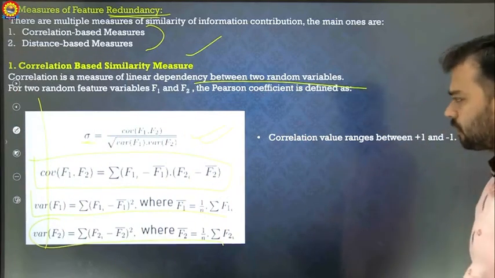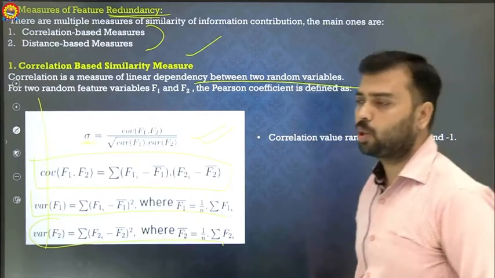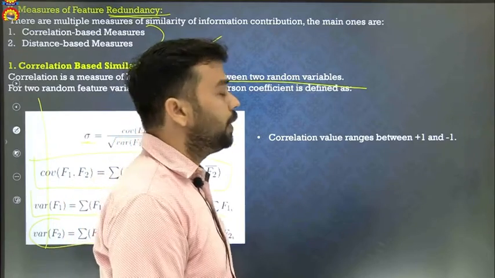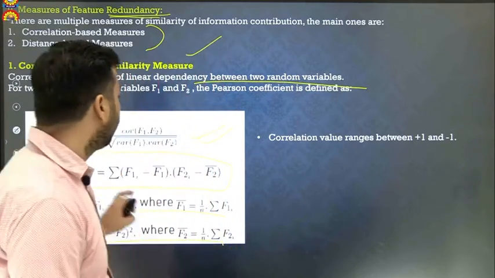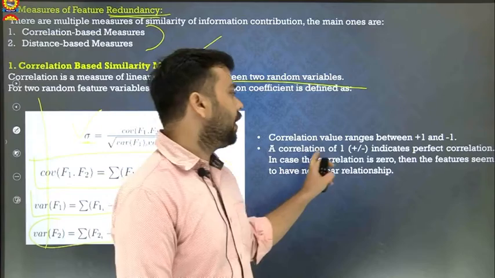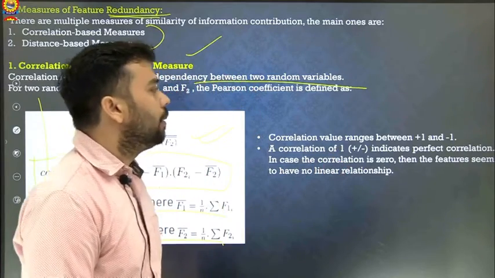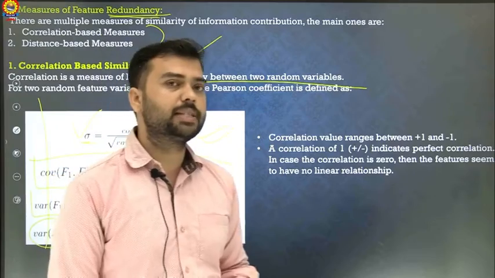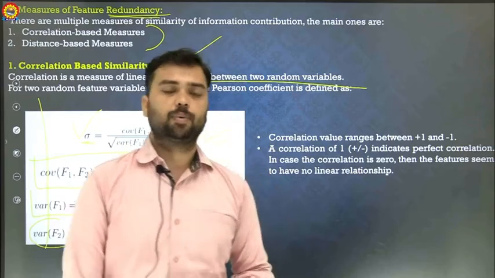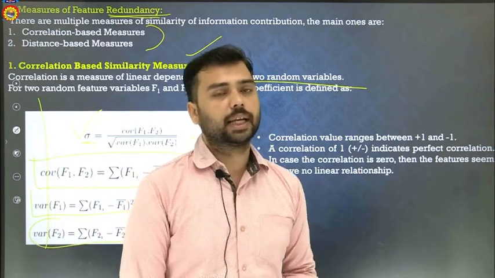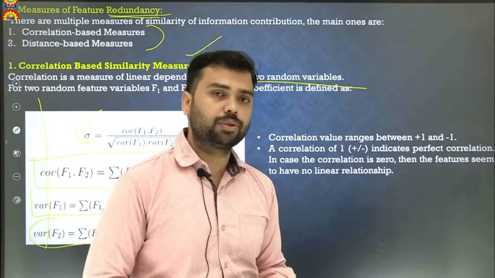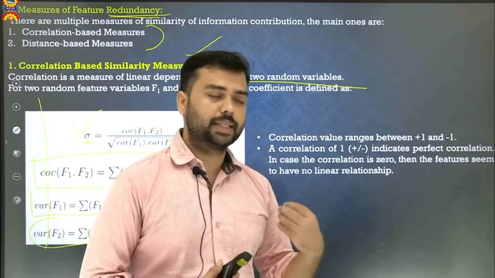So how does it work? Let's see what score we get, and on the basis of the score, how we can say they are redundant or non-redundant. The correlation value ranges between +1 and -1. A correlation value of 1 indicates perfect correlation. If it is plus 1, then when one increases, the other also increases. If it is minus 1, then when one increases, the other decreases. Minus means inversely proportional, and plus means proportional.